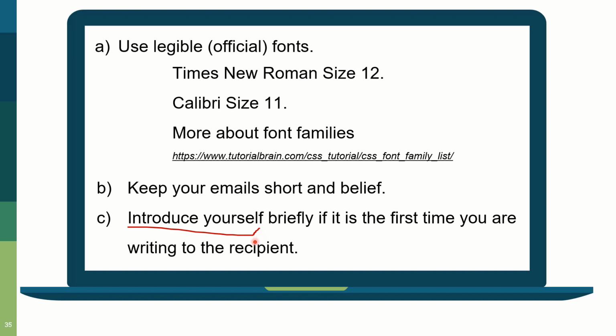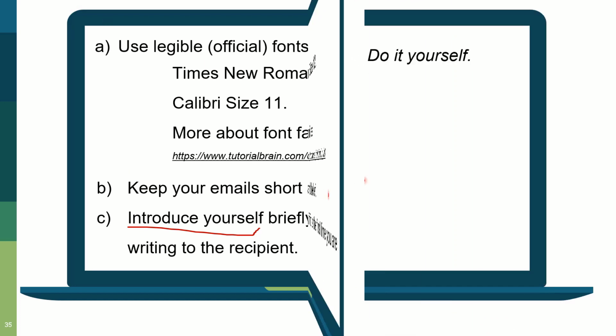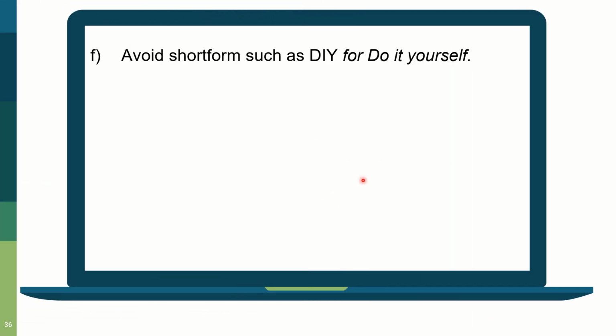Just introduce yourself briefly. The next thing that you need to do is avoid short forms such as DIY, do it yourself, or aka, also known as. When you are writing professional emails, my dear friend, avoid short forms. Don't assume that everyone understands what we mean by these short forms. Try to avoid them as much as possible, and write your things in full.